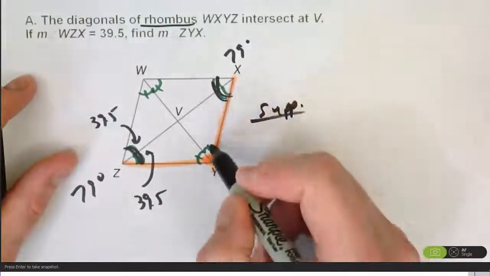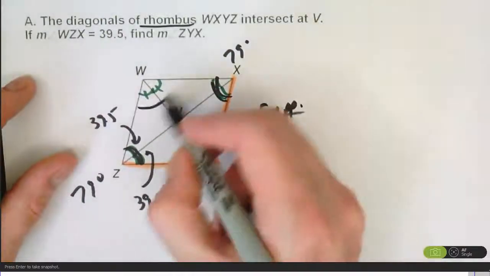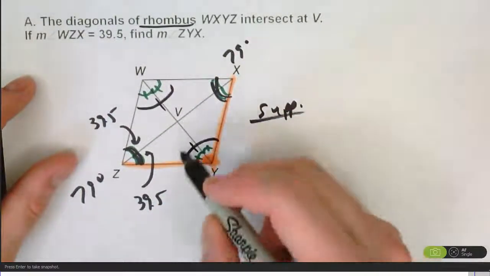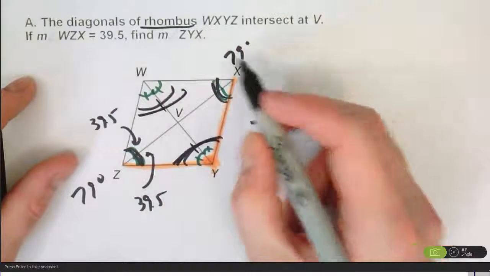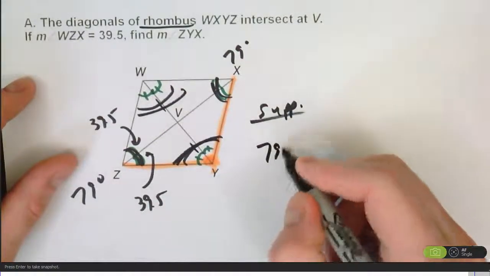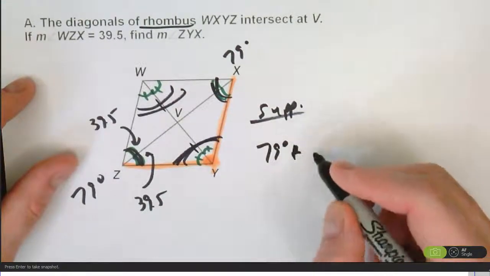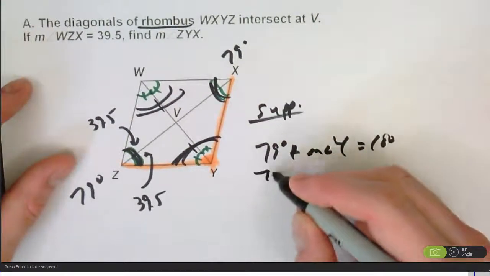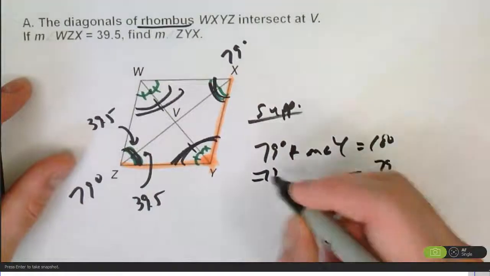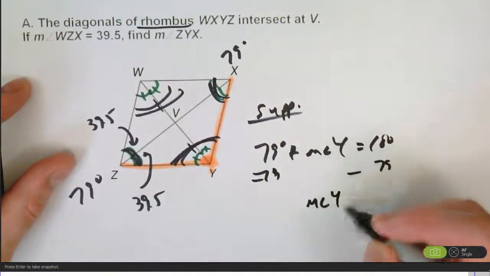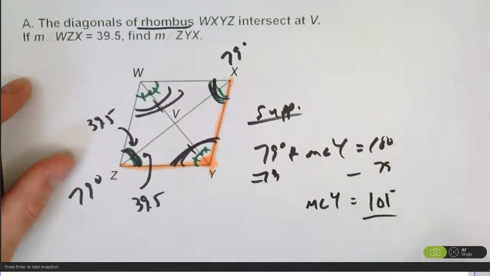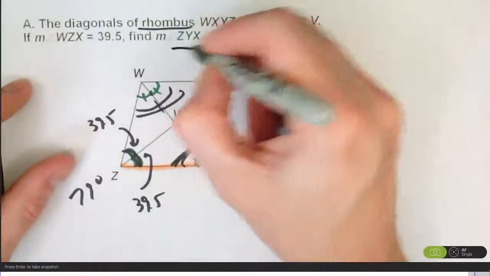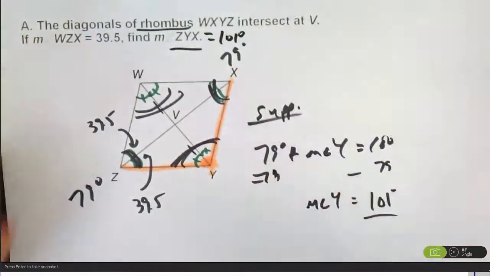So if this one is 79, this one here has to be the supplementary angle to 79 degrees. So 79 degrees plus, we'll call it y because we're being lazy, has to equal 180. Subtract 79. The measure of angle y equals 101 degrees. There we go. So ZYX, what they want to know, is 101 degrees.